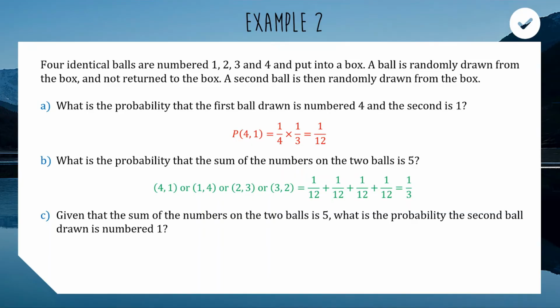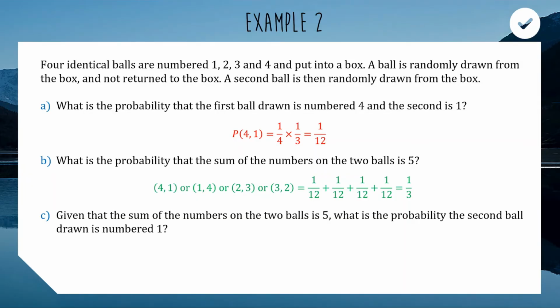Okay, and question C, given that the sum of the numbers on the 2 balls is 5, so given that one of these 4 things has just happened, what is the probability that the second ball is numbered a 1? So again, we could answer this really simply just by going on basic logic. So we've got a sum of 5. So like I said, it's going to be one of these 4 outcomes. What's the probability that's numbered 1? Well, it's only 1 out of the 4. So I would be expecting our answer to be 1 in 4.